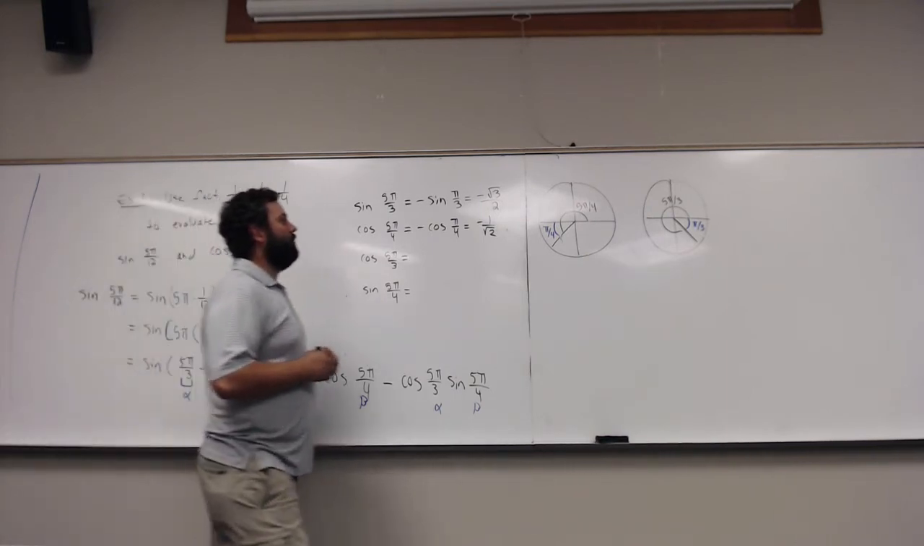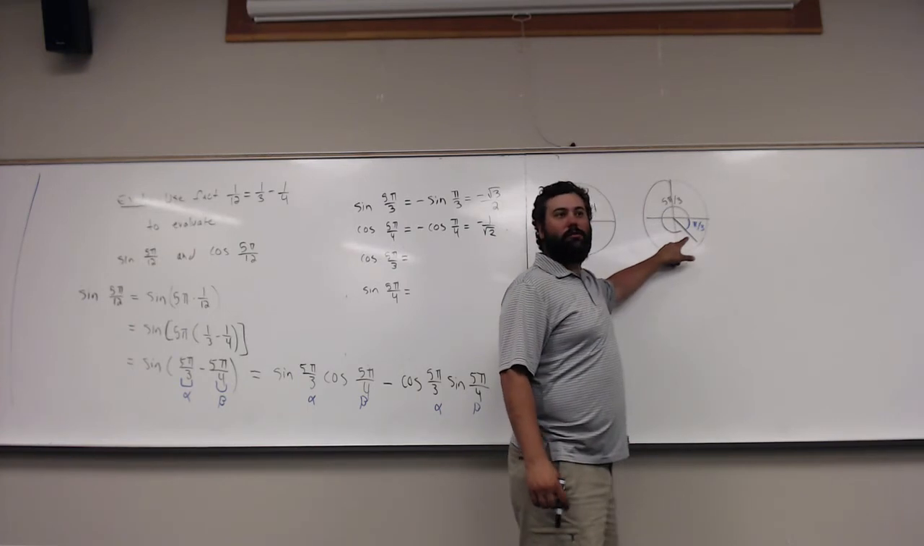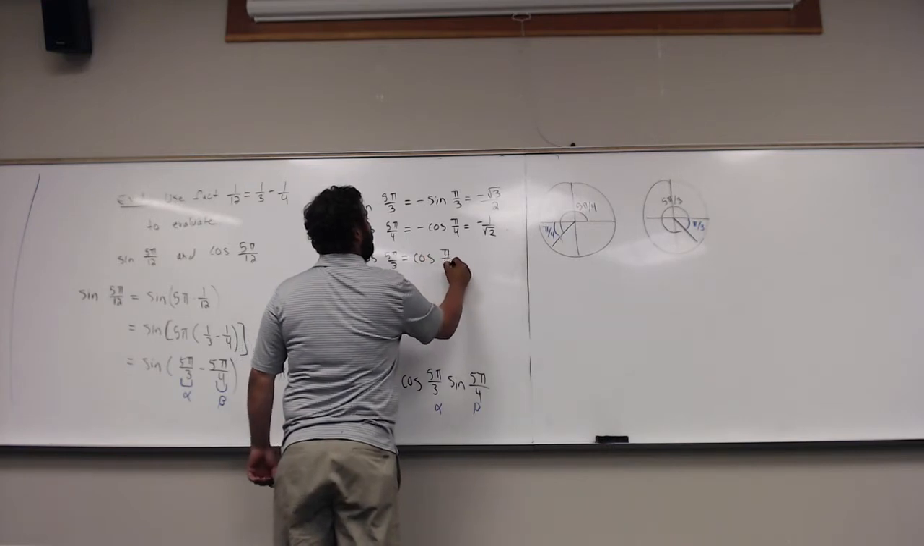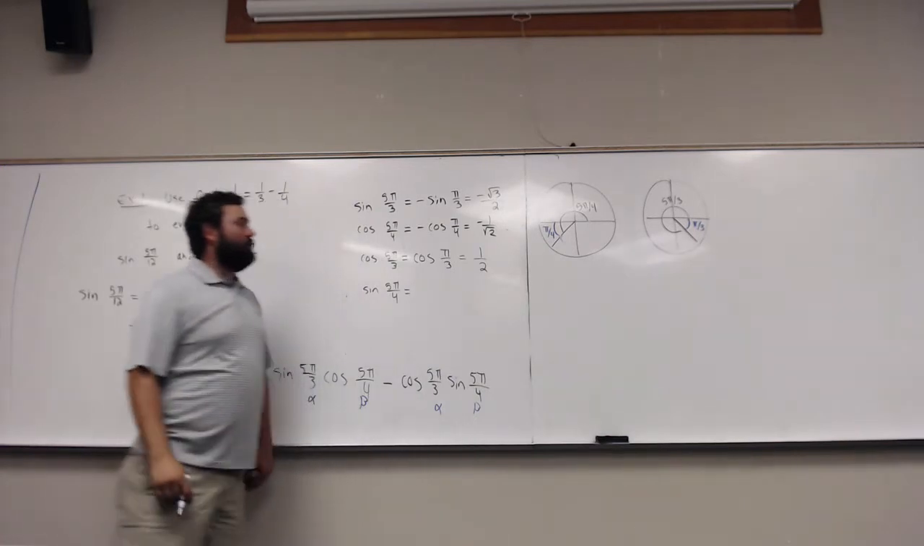Cosine 5 pi over 3. If an angle's in the fourth quadrant, is cosine positive or negative? Positive. So this will just be the same as the cosine of the reference angle. Cosine pi over 3 is 1/2.